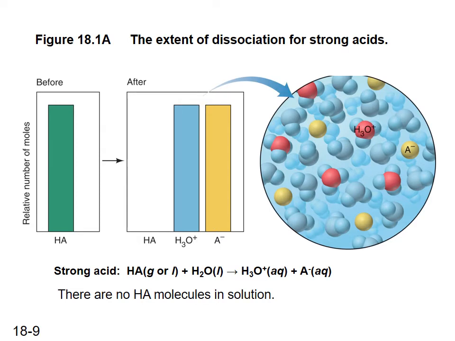This diagram shows the extent of dissociation for strong acids. Before the acid is dissolved in water, this is the relative number of acids, HA. After it is dissolved in water, HA is gone. There's no acid left. Instead, you have anion, you have hydronium ion. At the molecular level in this diagram, you cannot find HA molecules. Instead, you find hydronium ion, you find anion.